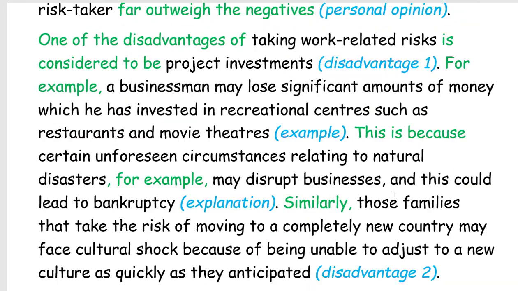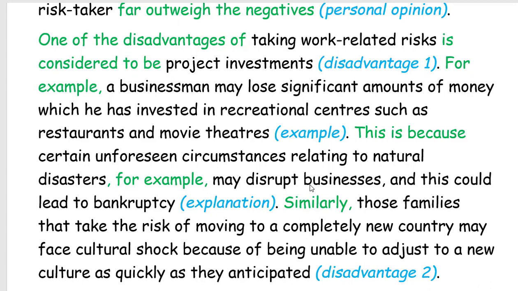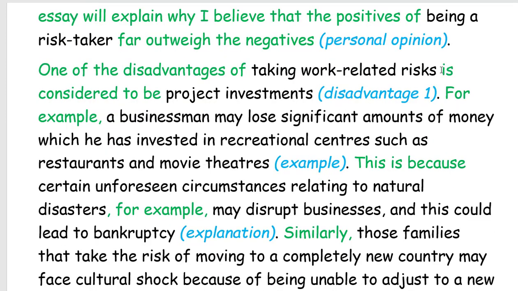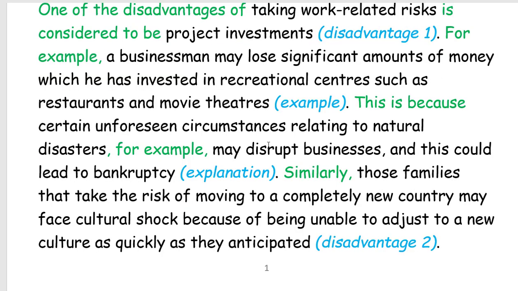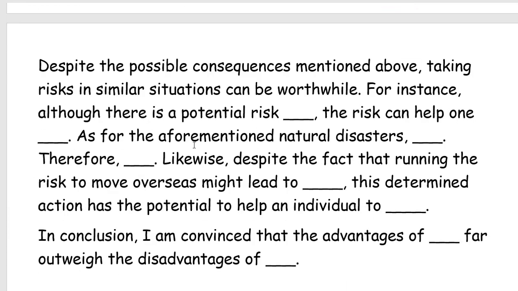All right, and that's it. So once again, if you look at this paragraph, we've got two disadvantages. And this is not my opinion, that's what other people think. It's a public opinion, and therefore I've used the phrase is considered to be. And if you look at this carefully, I never say I think or I believe in this paragraph. That's what other people think.